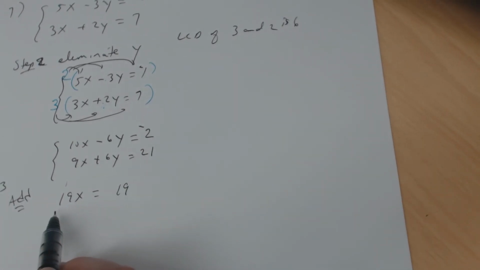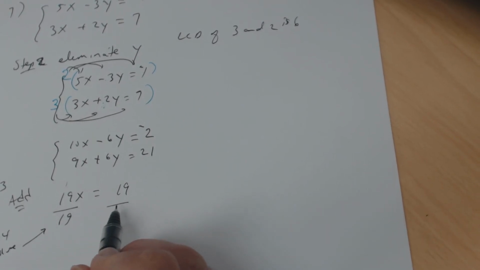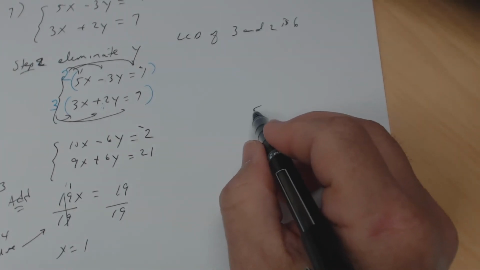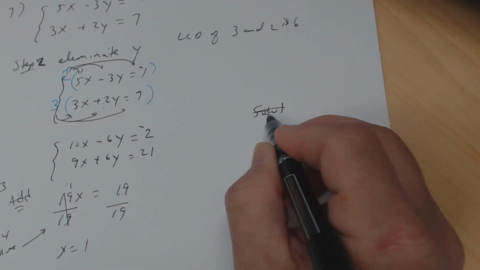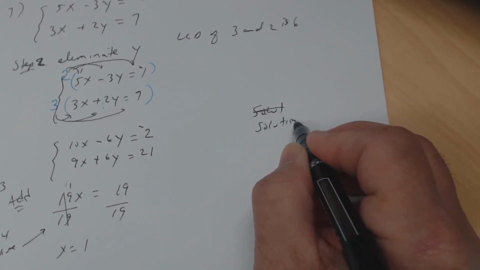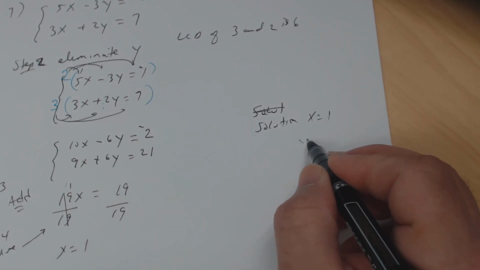Okay, so when I divide both sides, now step 4 is to solve this equation. So when I divide both sides by 19, I get x to be 1. So one of my solutions is x equal 1.